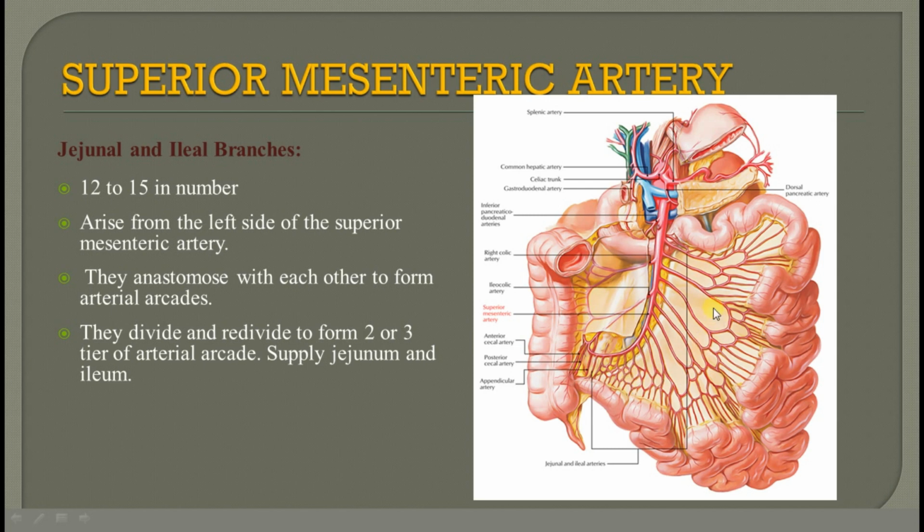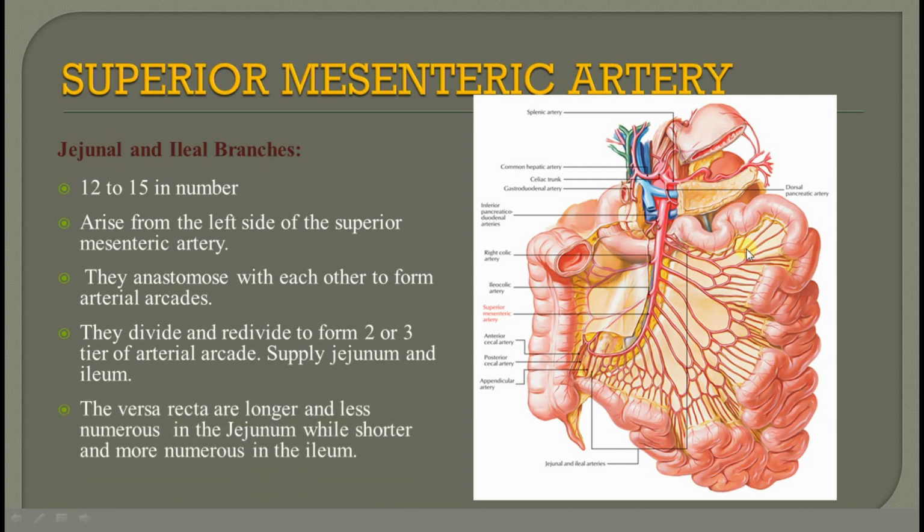Then from these arterial arcades you get straight vessels, which are called the vasa recta. In the jejunum they are longer and less numerous, and the spacing between the vasa recta is more. They are end arteries. But in the case of the ileum, the vasa recta are short, but they are numerous. So this is about the jejunal and the ileal branches of the superior mesenteric artery, which is the artery of the midgut. It mainly supplies the structures derived from the midgut.